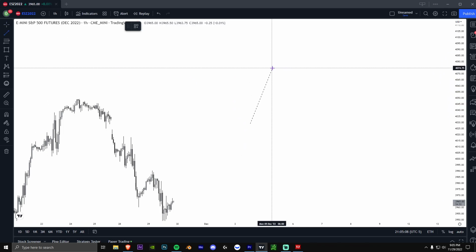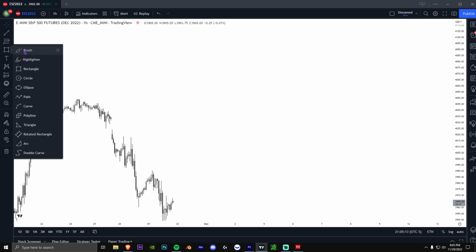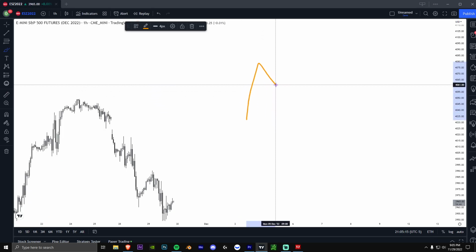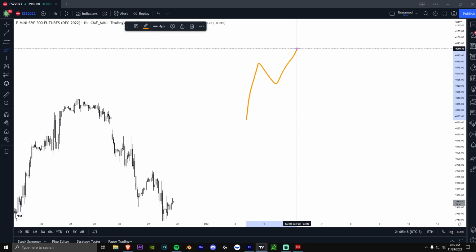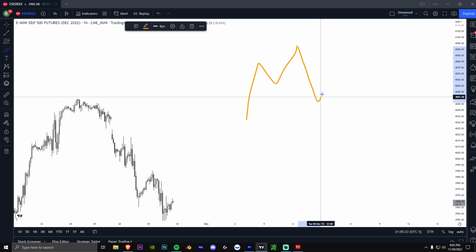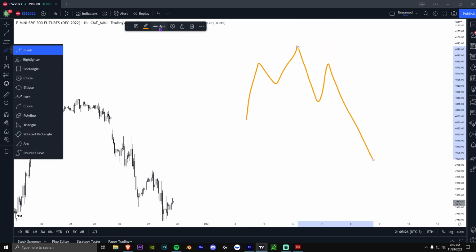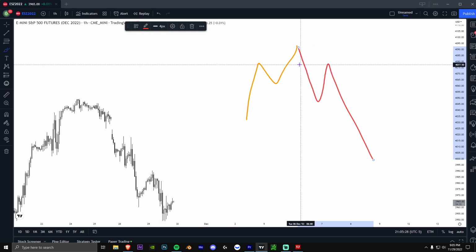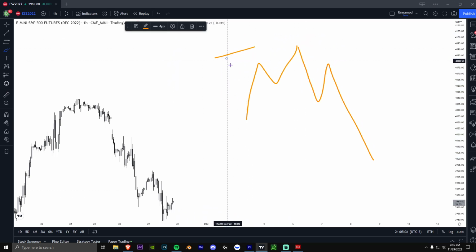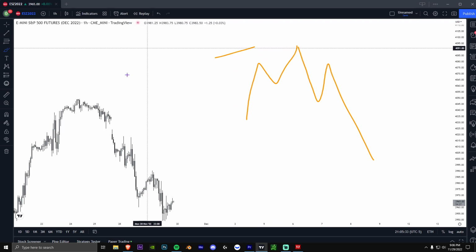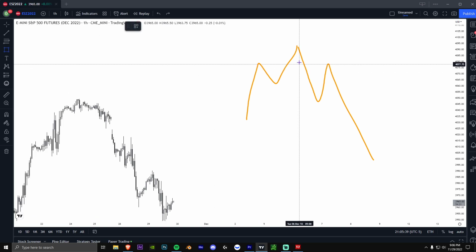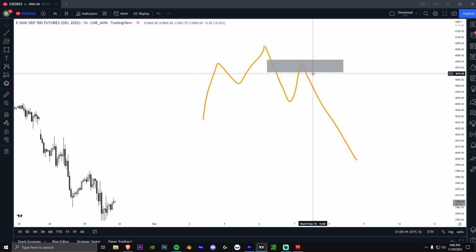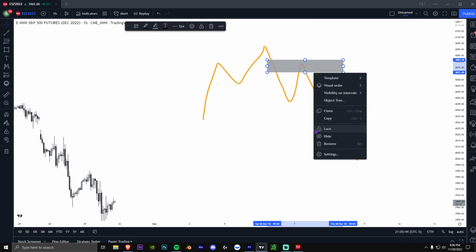Actually, I'll draw it with a brush, so it's easier. If I draw this with a brush, it goes something like this. We get a high, or higher high, higher low, higher high, which is the liquidity grab, and then we get a structure break into the fair value gap and then down again, okay? And usually you want to see the fair value gap right here, okay? And you want to see this fair value gap in premium if you're shorting and in discount if you're longing.